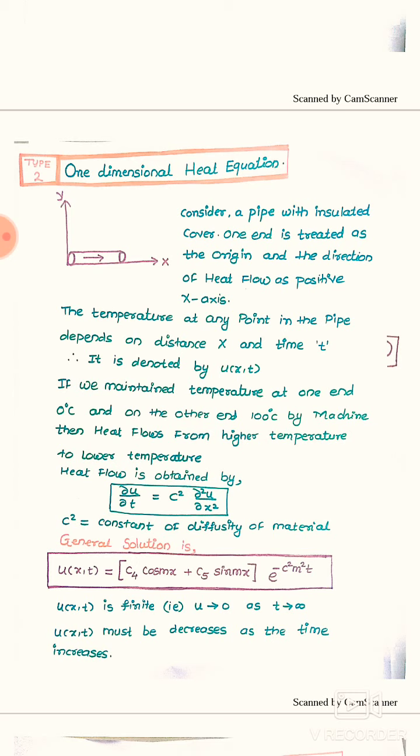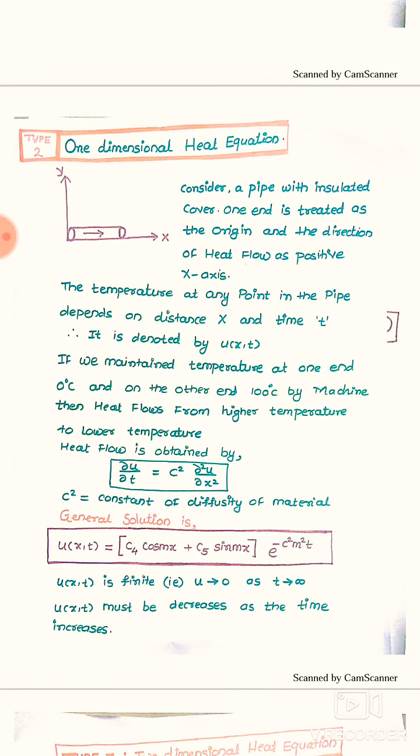So if we pass heat through this pipe, there is some heat flow from one end to the other. Using this one-dimensional heat equation, you can easily find the heat flow at different distances and different times. And by the law of heat conduction, heat always flows from higher temperature to lower temperature.